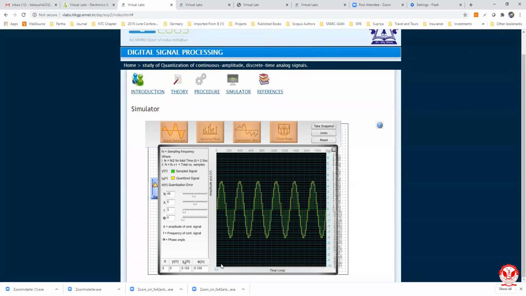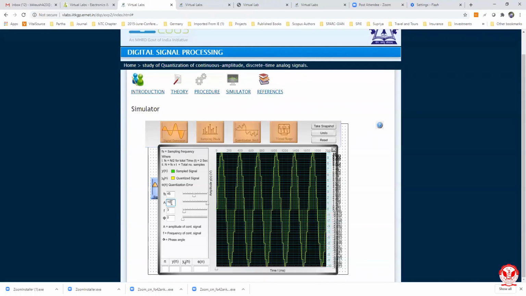So let us do some more experiments. We change the sampling frequency to 30. See here. Or just now we keep 45. See here. So amplitude here we can change also, 5, 10. See here. 5.